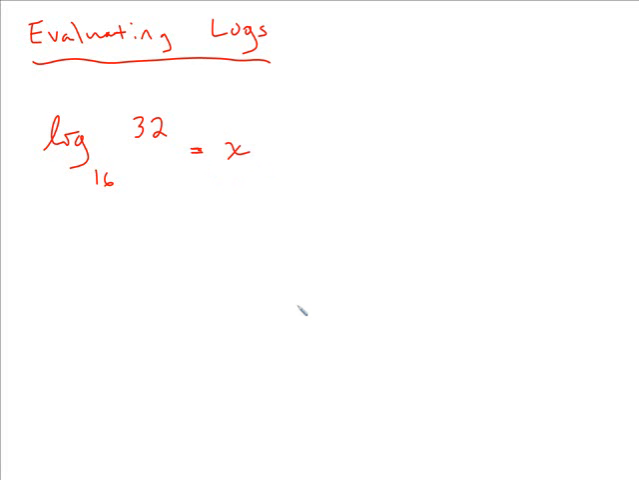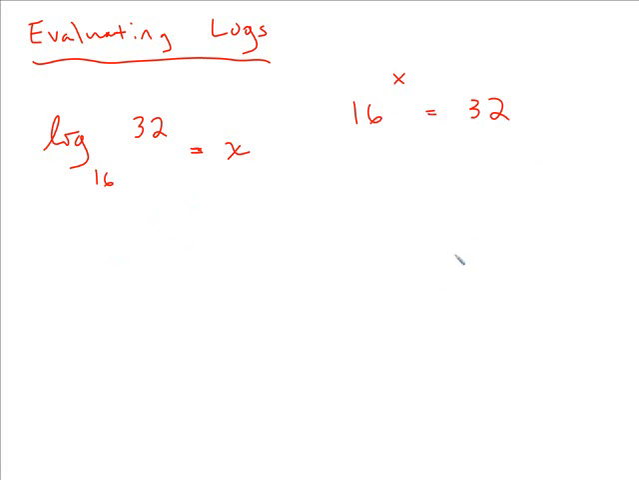Now, in chapter 8, there are two forms: log form and exponent form. I would say about 85% of the time, it'll be necessary for you to convert from one form to the other. So in order to do that, if it's in log form, we have to change it to exponent form, which would be 16 to the x power is equal to 32.